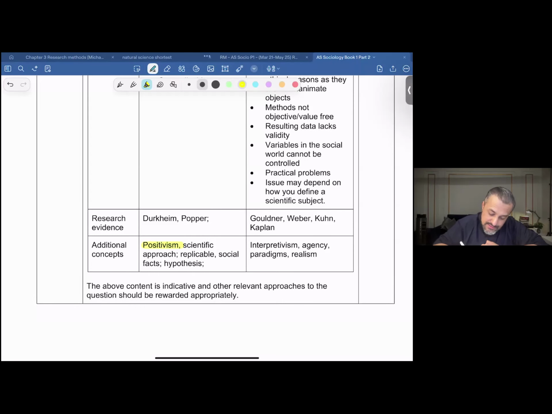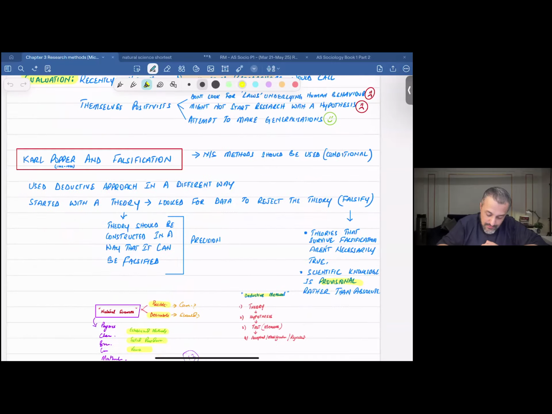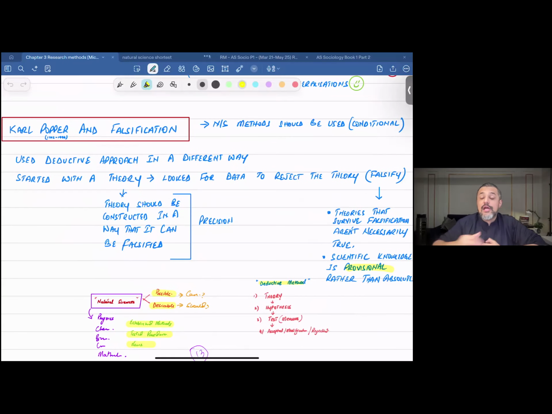And now we'd be discussing Popper. That is Karl Popper. Like I said, he was born in 1902 and he died in 1994. Now, taking this ahead, Popper believes natural science methods can and should be used in sociological research. However, Popper claims or argues there's a condition that needs to be met as well.